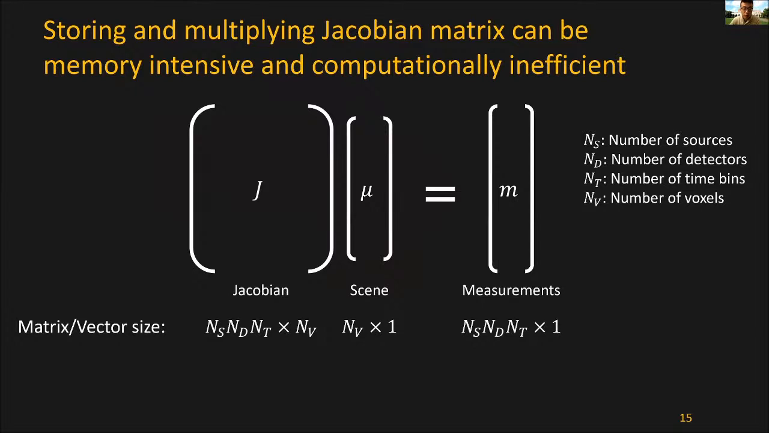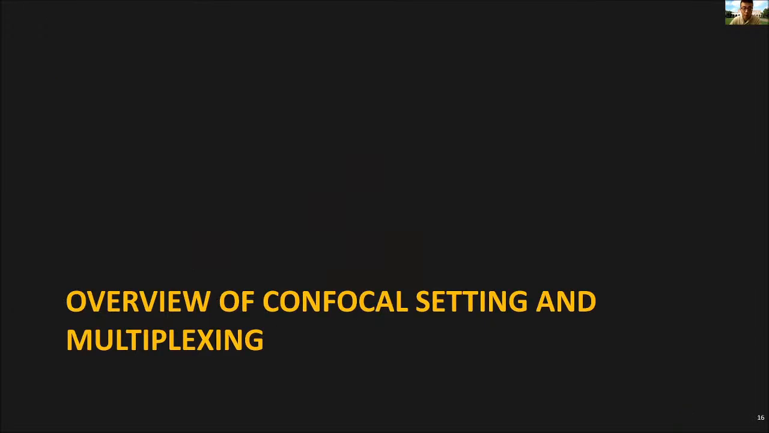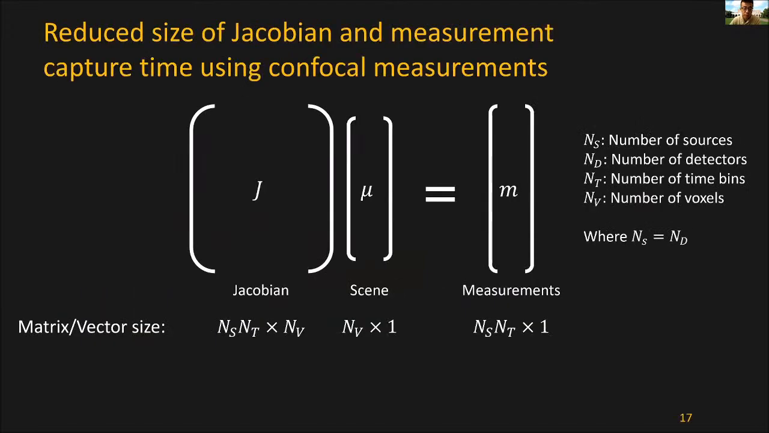One challenge of using this approach is that the Jacobian quickly grows intractably large, reducing the memory efficiency and increasing the runtime of the reconstruction algorithms. This is because the number of elements in the Jacobian is equal to the product of the number of sources, detectors, time bins, and voxels. And so we will outline how our approach, incorporating confocal scanning and multiplexing, can address this challenge. To reduce the number of elements, we use a confocal geometry. This has an immediate impact since the number of rows in the Jacobian is now proportional to the number of detectors, rather than the product of the number of sources and detectors.